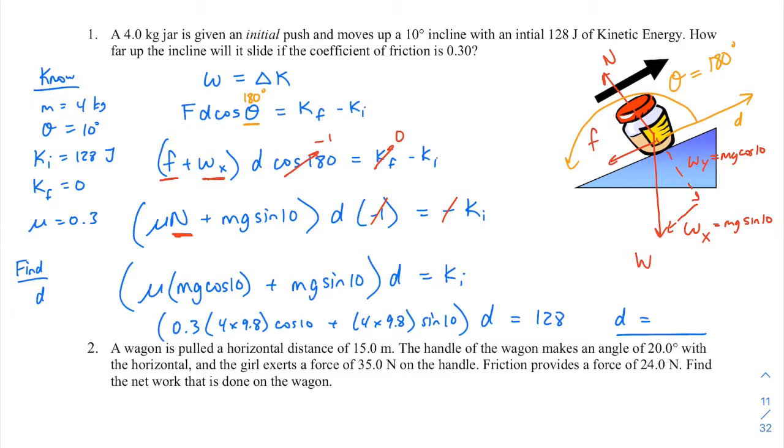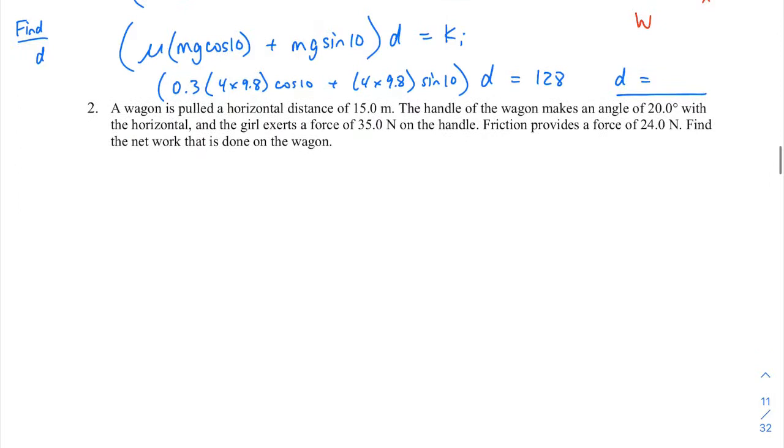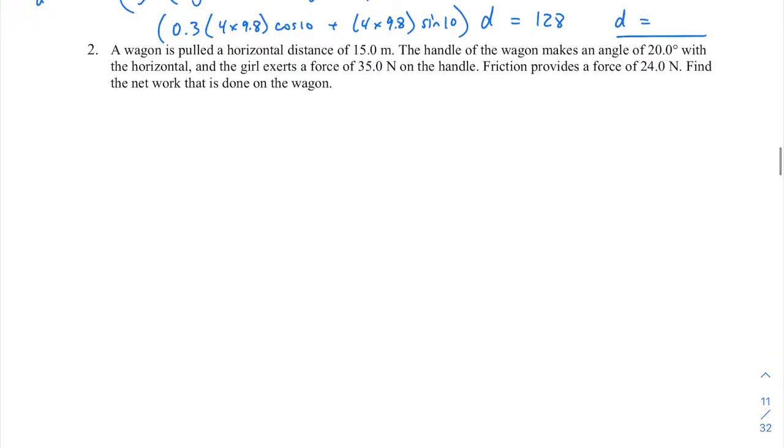Okay, second question. A wagon is pulled a horizontal distance of 15 meters. The handle of the wagon makes an angle of 20 degrees with the horizontal. The girl exerts a force of 35 on the handle. Friction provides a force of 24.